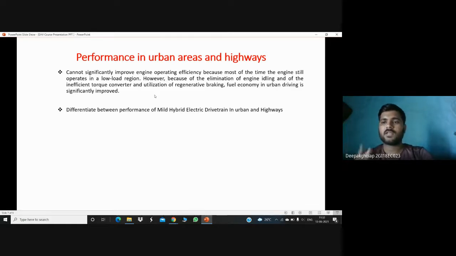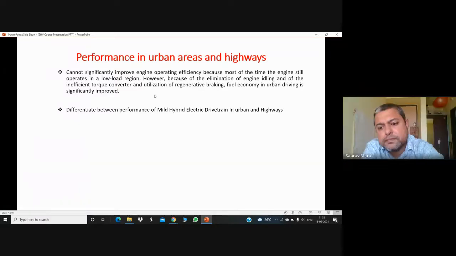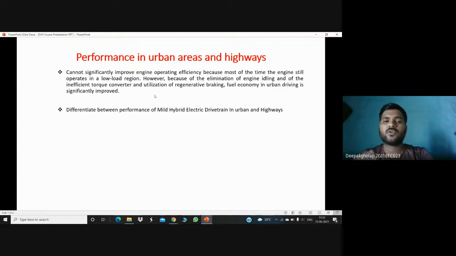On highways it is about the same as conventional vehicles, but in urban cities it is more useful than conventional vehicles, because it will eliminate the losses, that is the braking loss and the automatic transmission loss.